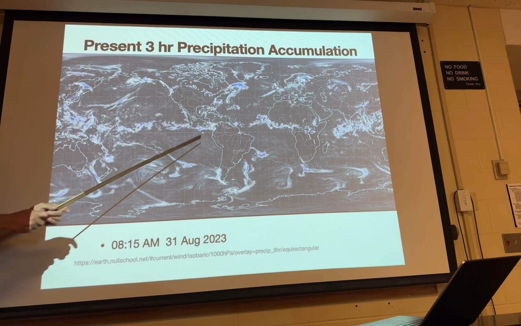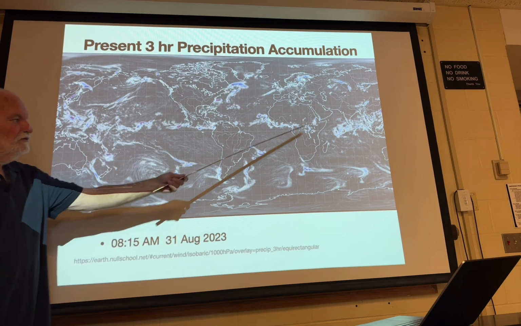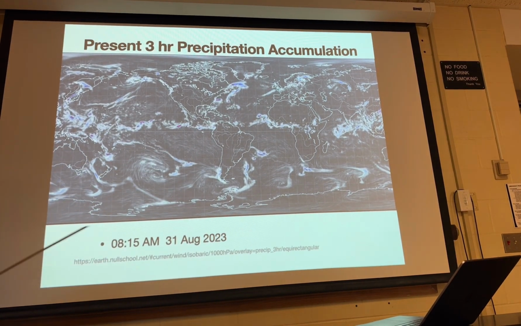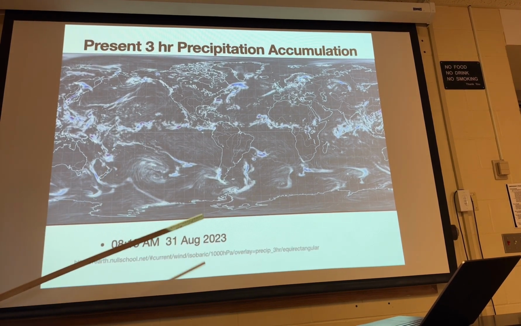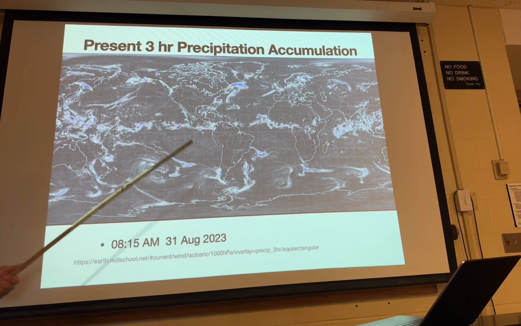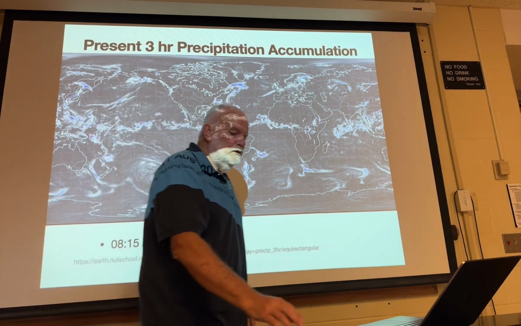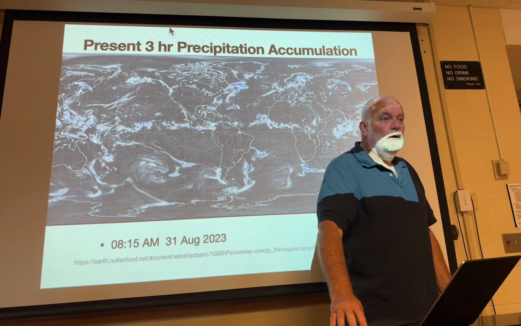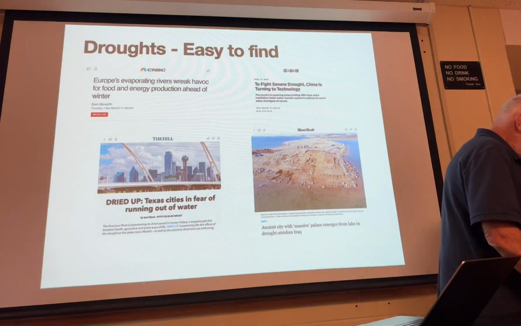Here's that wet spot. It's not particularly wet these 3 hours, but on average it must be. Here's the dry spot, the Sahara. There's not necessarily any storms, but these waves just go on and on and on. So they will have these patterns where on average you'll see that, but the instantaneous is a little more complex. Okay, that's fine. Examples of droughts are easy to find.